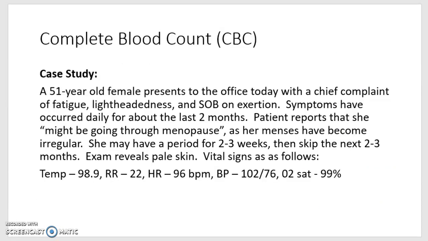All right. We have a 51-year-old female who presents to the office today complaining of fatigue, lightheadedness, and shortness of breath on exertion. She says it has been happening for about the last 2 months, and she thinks she may be going through menopause because she's having some irregular menses. For example, she'll have menstruation for about 2 to 3 weeks, and then she'll skip a couple months. And now she's having, at the office today, some pale skin and the following vital signs.